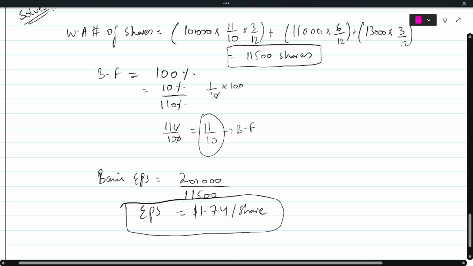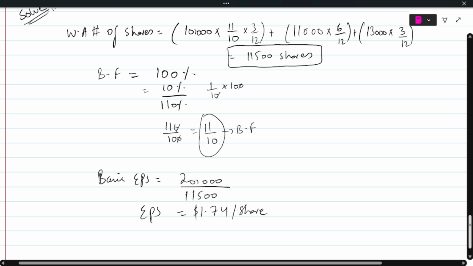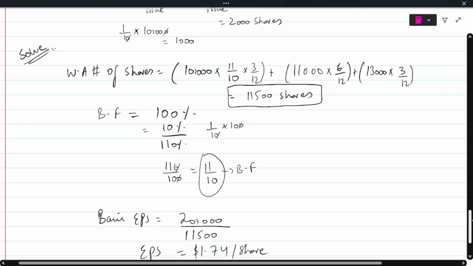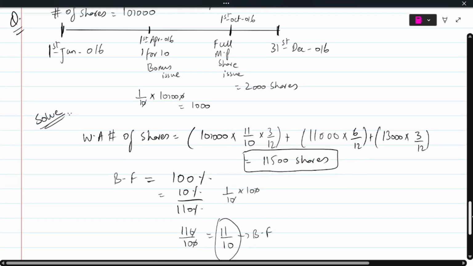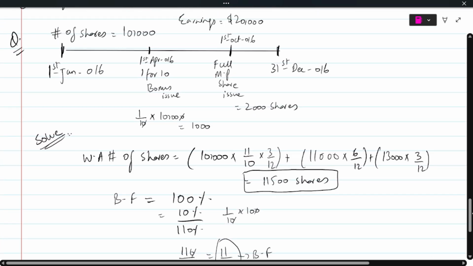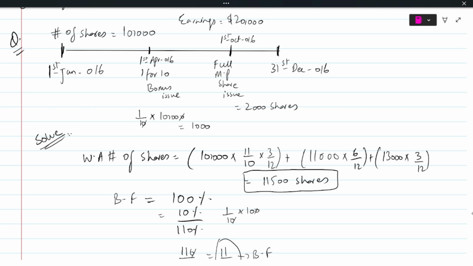Okay, any problem? So this is how you deal with a question which has multiple issues in a single question. For example, in this question, we have a 1 for 10 bonus issue and a full market price share issue. So we said, no problem. We already know how to deal with them individually, and that is exactly what we reflect in this question. We did the same technique that we have learned, nothing new, right? So this is how you will be solving the question.